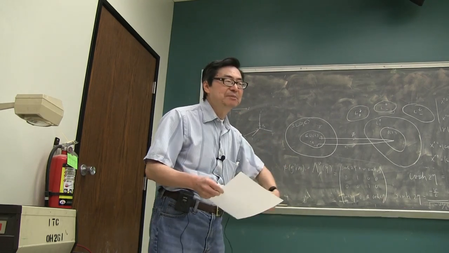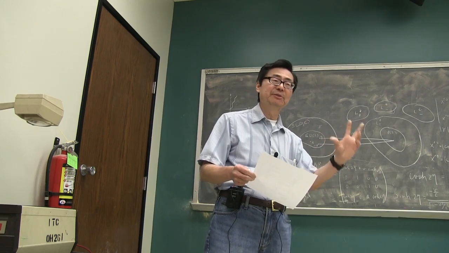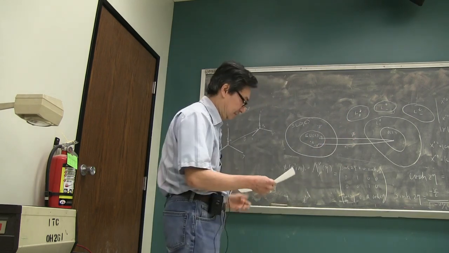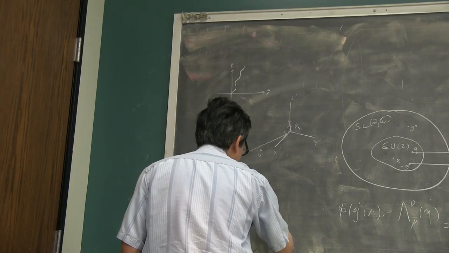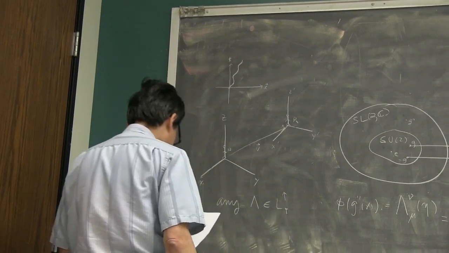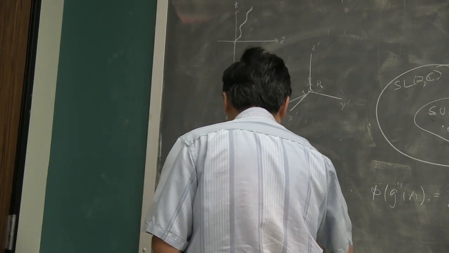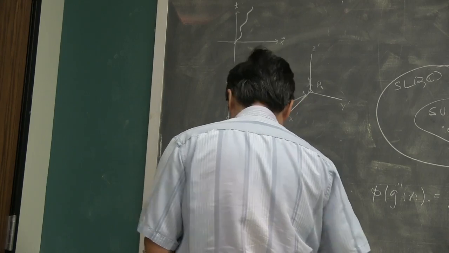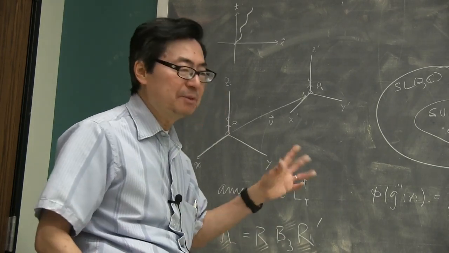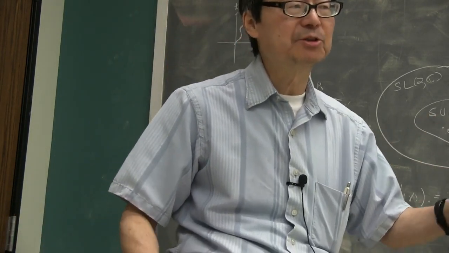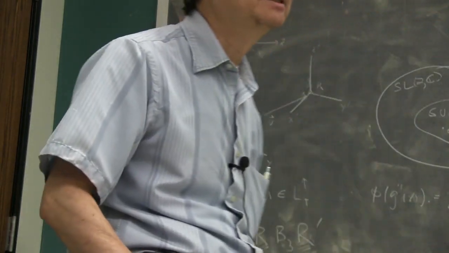In that case, any three-dimensional rotation can be written as a product of three rotations: two of them around the third axis and one of them around the second axis. So this theorem says that any lambda in L plus up can be written like this: R B3 R prime. R prime and R are two separate, actual three-dimensional rotations, and B3 is a boost along the third direction.